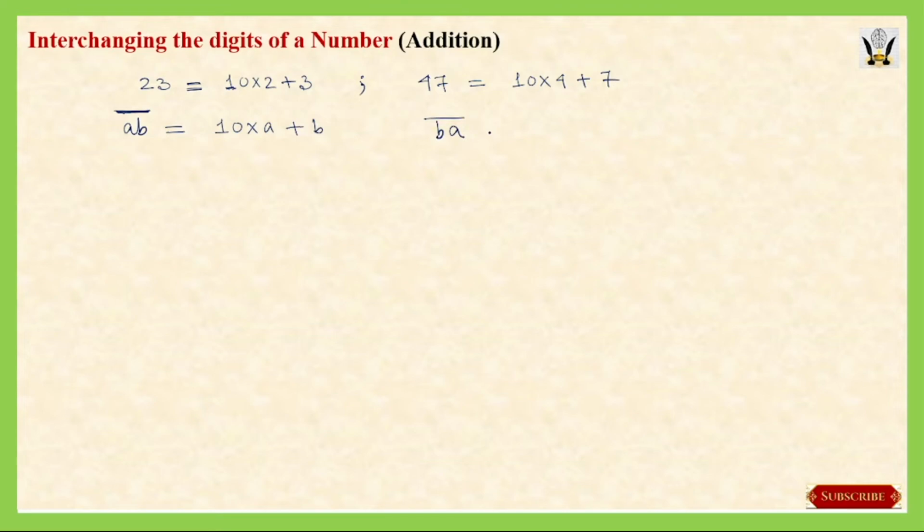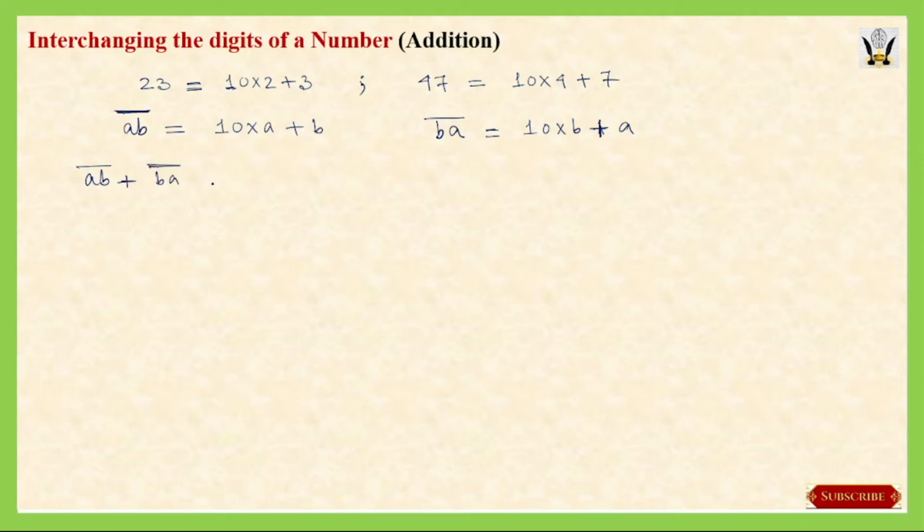And if we now express that number, how can it be? It will be 10 multiplied by b and then plus a. So actually the number had the format 10a plus b, and when we have interchanged the digits, it has become 10b plus a. Now suppose we choose to add these two numbers after interchanging the digits.